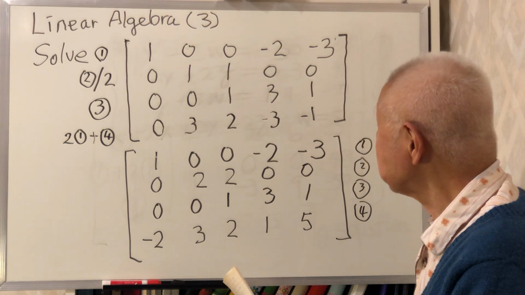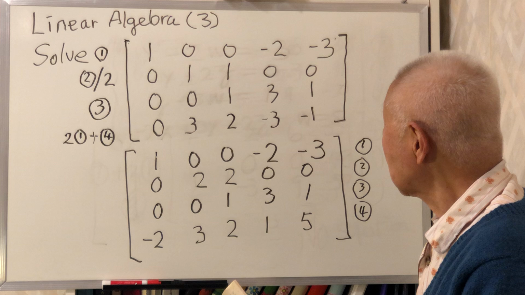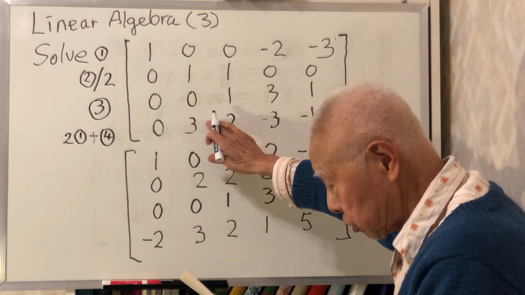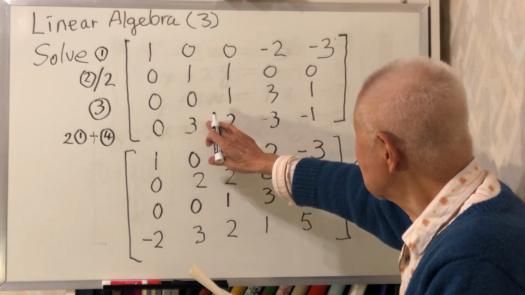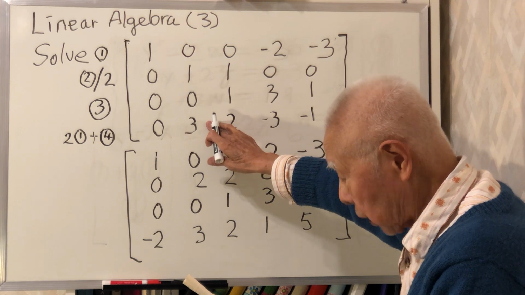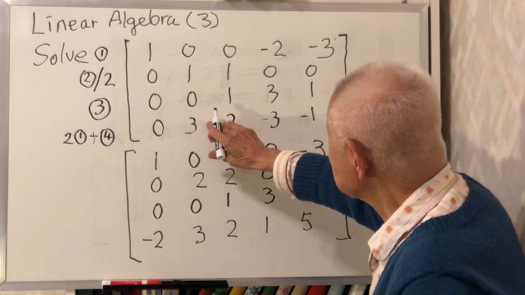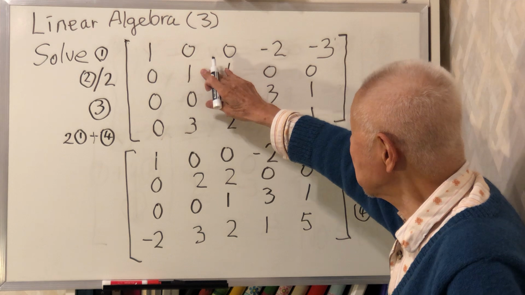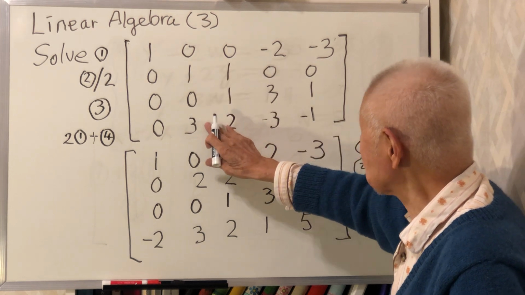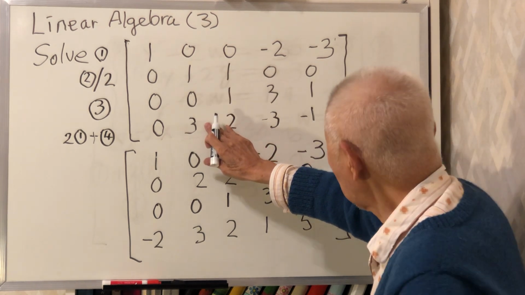Okay, next, I want to make this 0. So how do I do it? I can multiply this by 3 and subtract this.